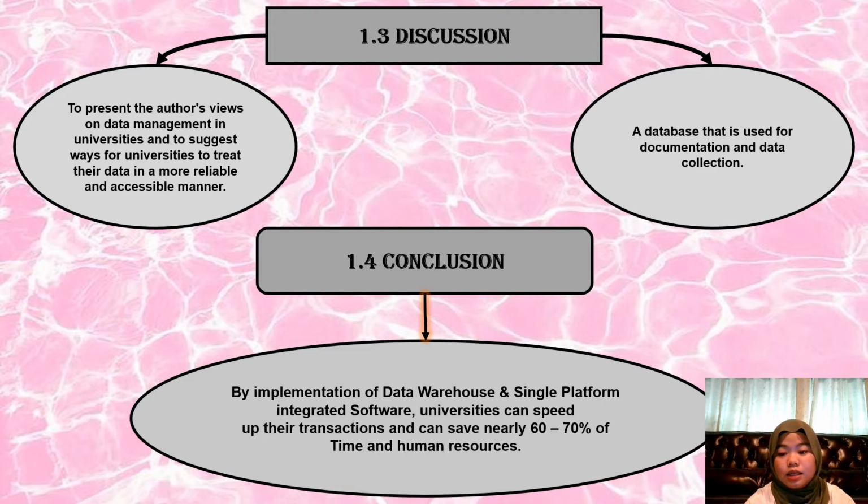A data warehouse is a database that is used for documentation and data collection. So in this data warehouse, the data has been uploaded from running networks and stored in the warehouse. There are three components of this data warehouse, which are first data mart, second strategic data mart, and last data vault.